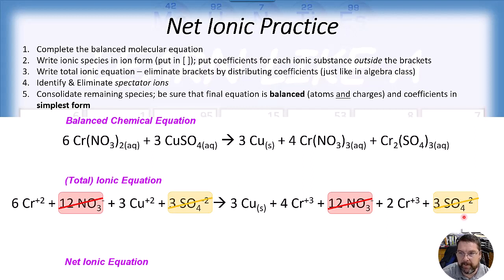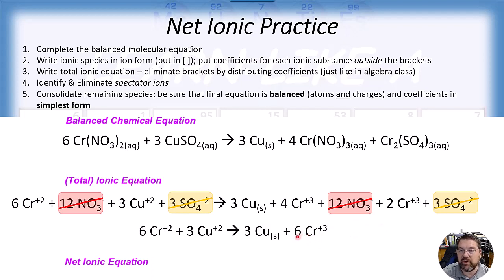Now, as far as anything else, we see chromium on both sides, but they're not the same species of chromium. On the reactant side, we have chromium 2s. On the product side, we have chromium 3s. And notice that there are 2 separate instances of chromium 3. So those we can consolidate, but we can't cancel them because they're not exactly the same, charge and atom-wise. Same thing for the coppers. We've got copper on both sides, but over here it's copper with a +2. Here it's neutral elemental copper. So we can consolidate the Cr3+ to give us 6 of those total.